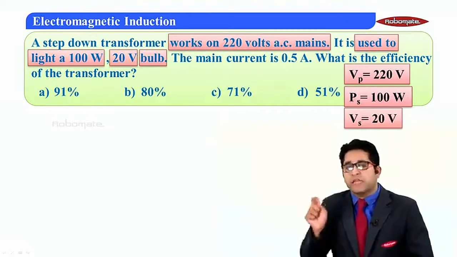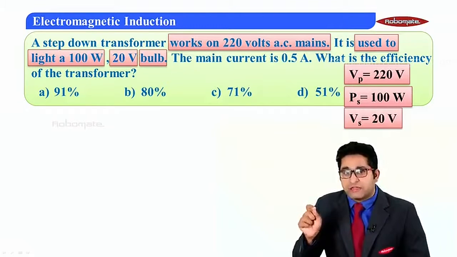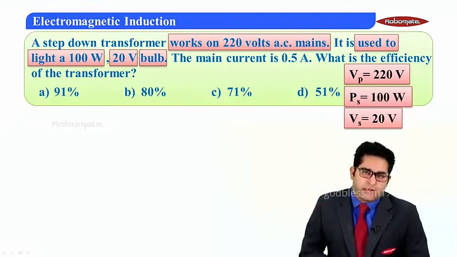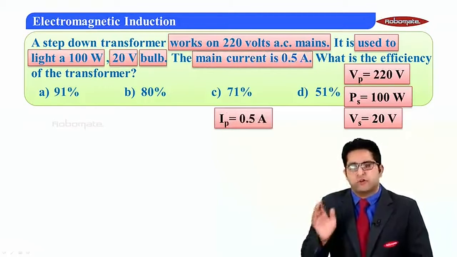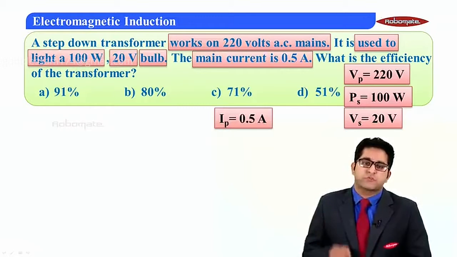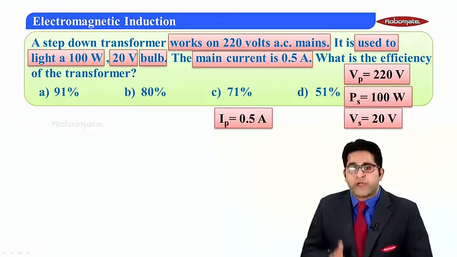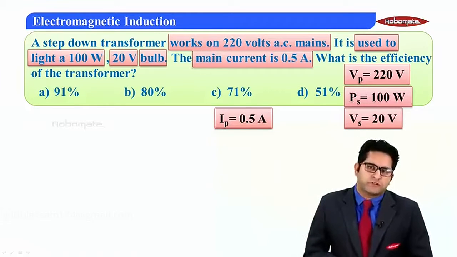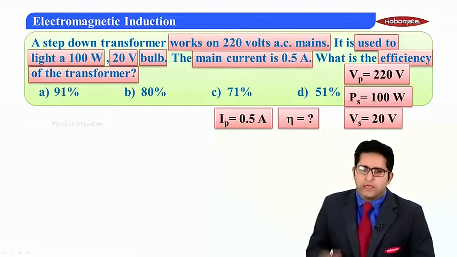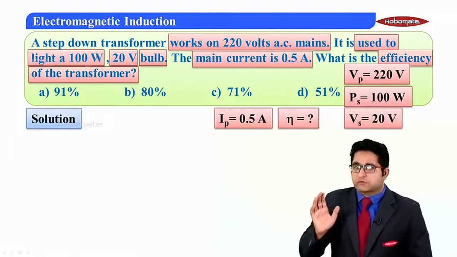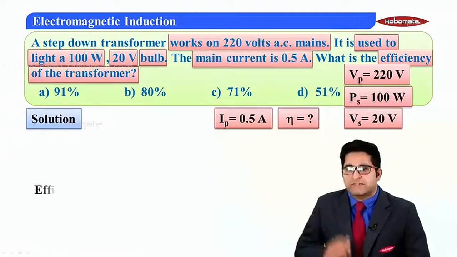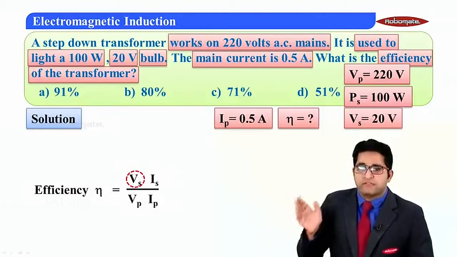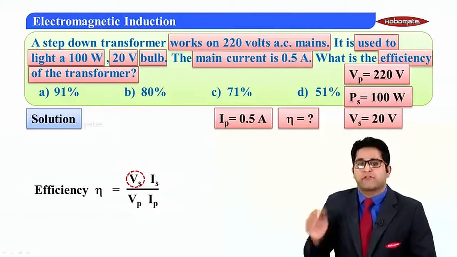Now next statement, the mains current. Whenever I hear a statement called mains current, it is nothing but the current in the primary coil. Thus IP is equal to 0.5 ampere. And what are we supposed to find? We are supposed to find the efficiency of transformer. We already know the formula for efficiency. So let us start with the solution. Efficiency eta is given by output power upon input power. Output power is given by VS into IS and input power is given by VP into IP.